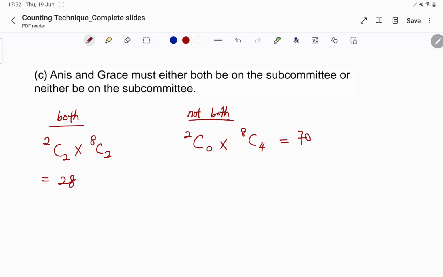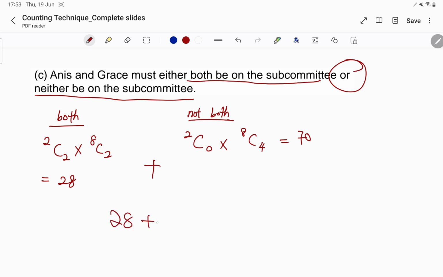Now, they said it must be both on the subcommittee or neither be on the subcommittee. So when they said or, you need to add. So 28 add with 70, you're going to get equal to 98 ways. So this is the answer for C.